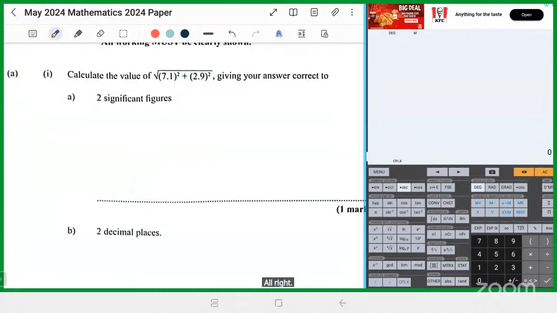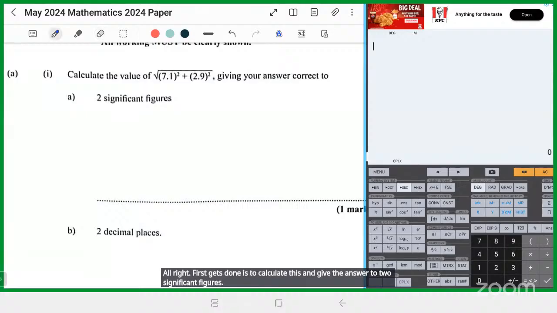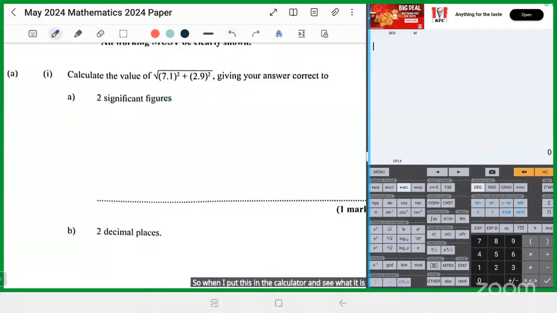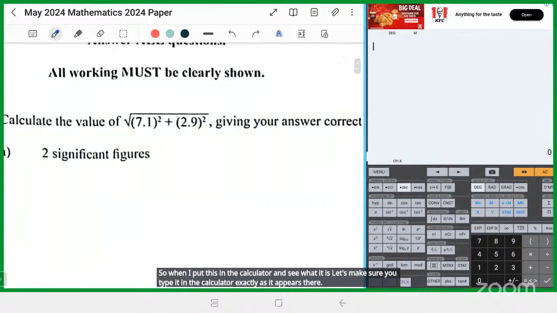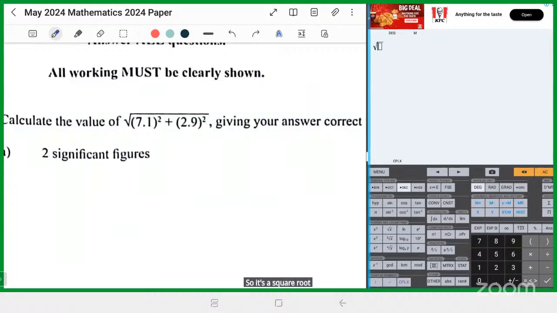First question is to calculate this thing and give the answer to two significant figures. So I'm going to put this in the calculator and see what it is. Just make sure you type it in the calculator exactly as it appears there. So it's the square root of 7.1 squared plus 2.9 squared, like Pythagoras' theorem. That's 7.669 something, but I only want two significant figures.